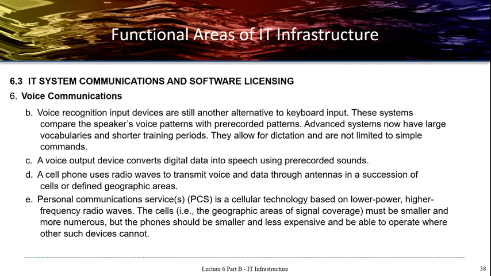So this is possible. A cell phone uses radio waves to transmit voice and data through antennas in a succession of cells, or defined geographic areas. Personal communication services (PCS) is a cellular technology based on low power, high frequency radio waves. The cells, the geographic areas for signal coverage, must be smaller and more numerous. But the phone should be smaller and less expensive and be able to operate where other such devices cannot. So these types of voice communication are also there.